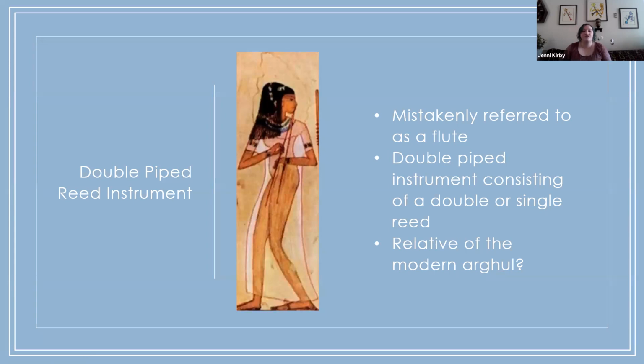So it was a double piped instrument, and it had either a double or a single reed. We're not sure which. A lot of the reconstructions and a lot of the thought is built on the idea that it might be a relative of an instrument that's still played in Egypt called the argool. People who play in that tradition say that it's the tradition of the ancient instrument, and they look a lot alike. So here is a familiar image if you went to the Terre Haute website.